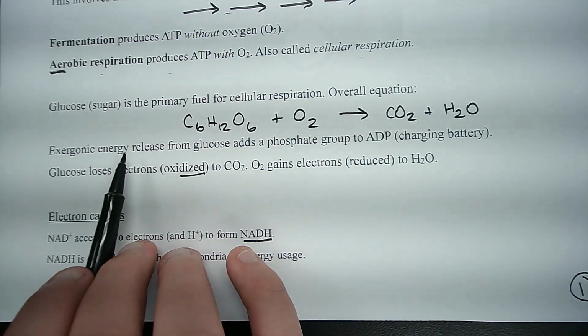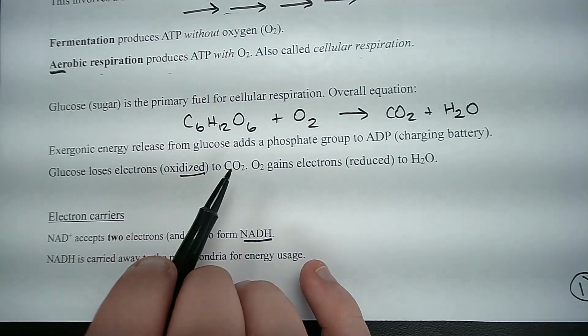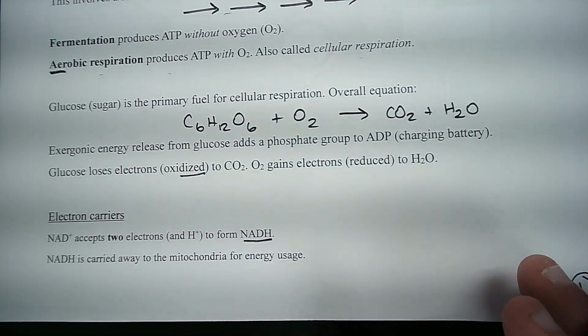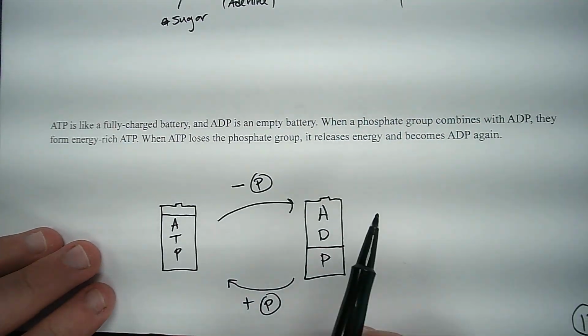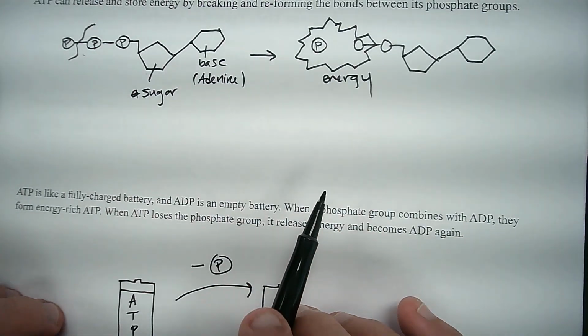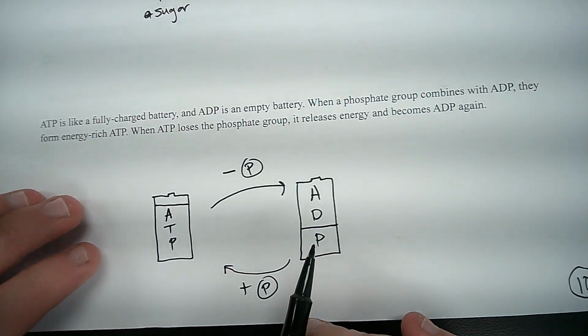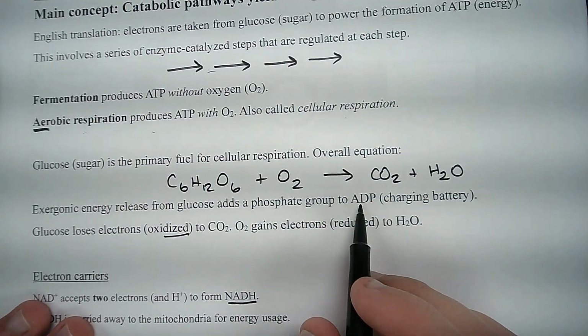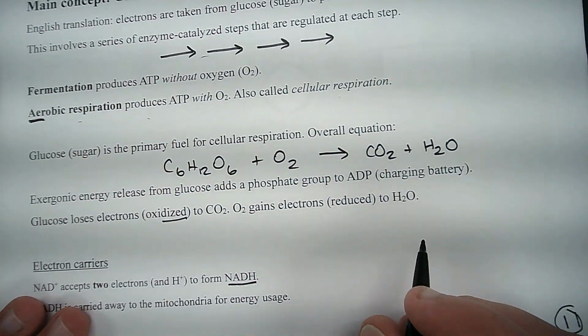Okay. Exergonic energy release from glucose adds a phosphate group to ADP. That's like charging that battery, remember? So we're going to use energy released from glucose to charge the battery. And so the whole point is we're forming ATP.